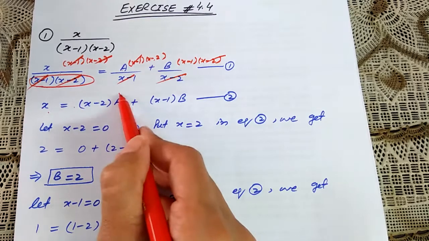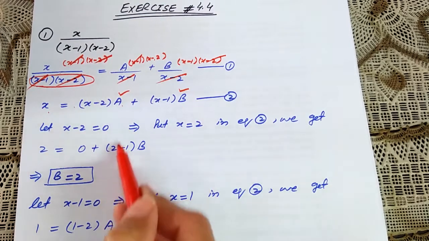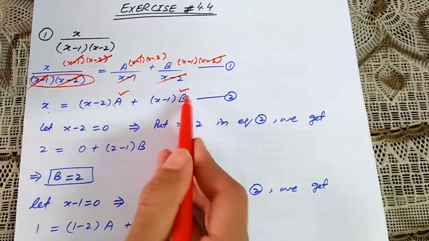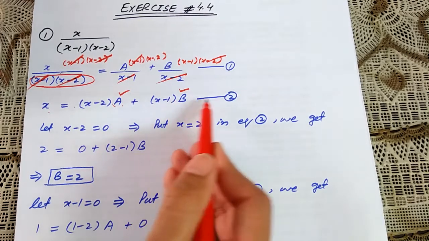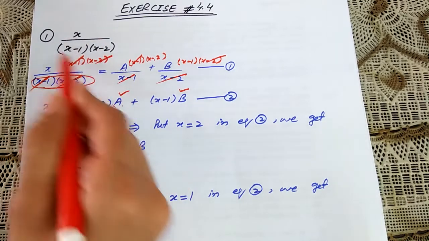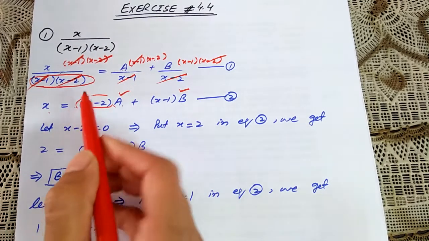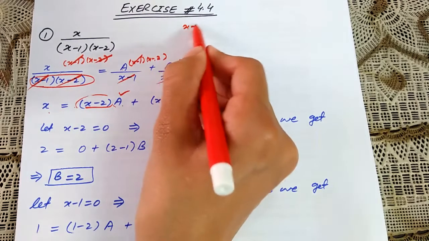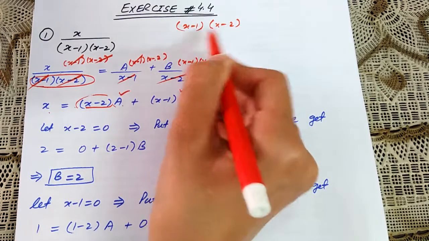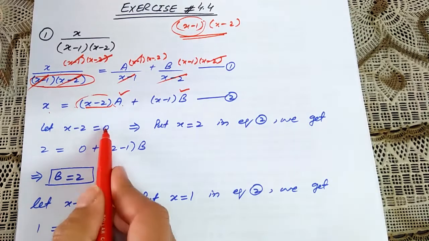Now we need to find these constants a and b. So the whole method is basically for finding this a and b, and then we will just substitute back the a and b and integrate both sides, and then we will get the integrated answer. For that purpose, your denominator was x minus 1 and x minus 2. Take one bracket and let it equal 0.